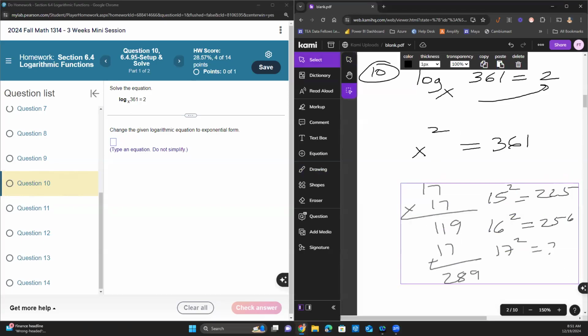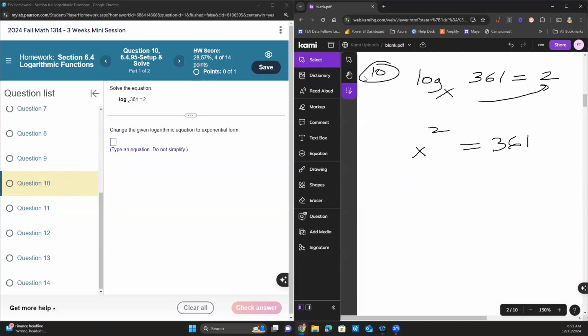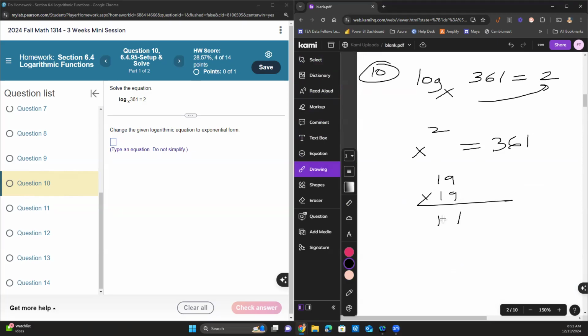It cannot be 18 because 18 squared must be an even number. So this is not an even number. So what about 19 squared? So if I multiply 19 by 19, 9 times 9 is 81. 8 is the carry. So I'm going to get 171 here, and this will give me a 1, that is a 6, and then this is 361. So that means x must be equal to 19 for this question, and this is how we do number 10.